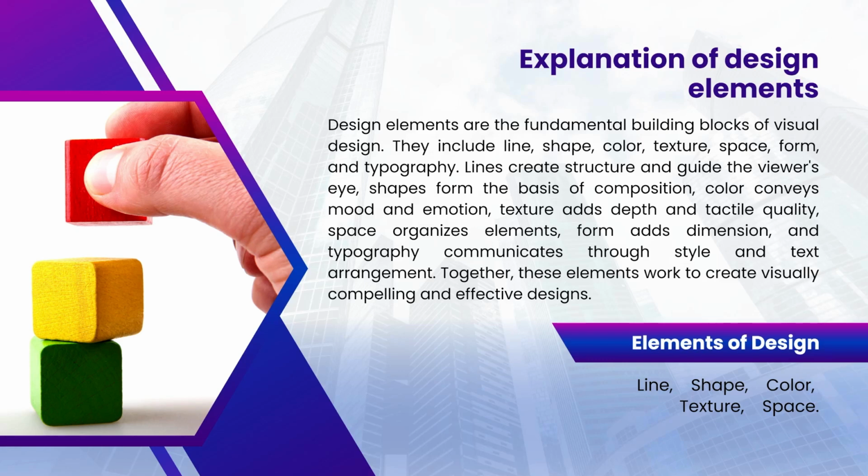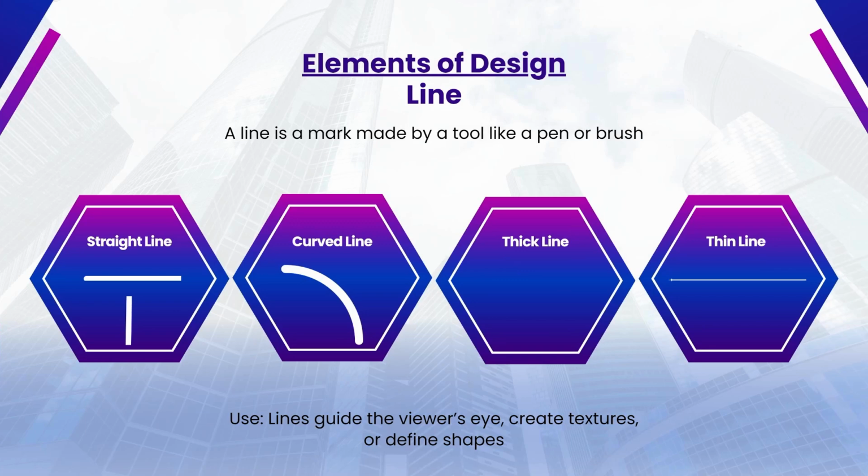So color conveys mood and emotion, texture adds depth and tactile quality. Space organizes elements, form adds dimension, and typography communicates through style and text arrangement. Together, these elements work to create visually compelling and effective design. So the elements of design, don't forget them. I mentioned a few here: line, shape, color, texture. So let's go in depth into them.